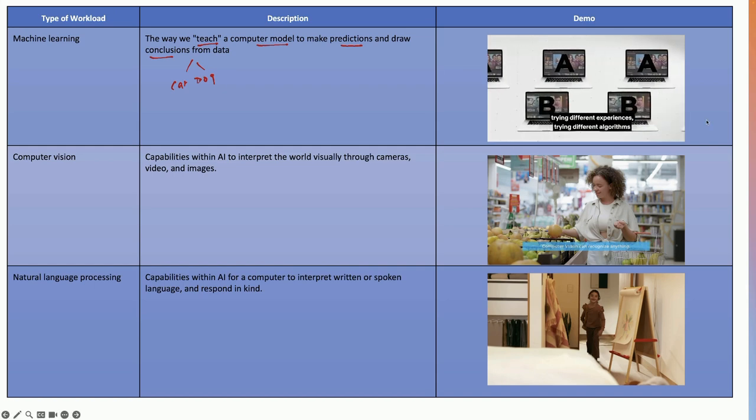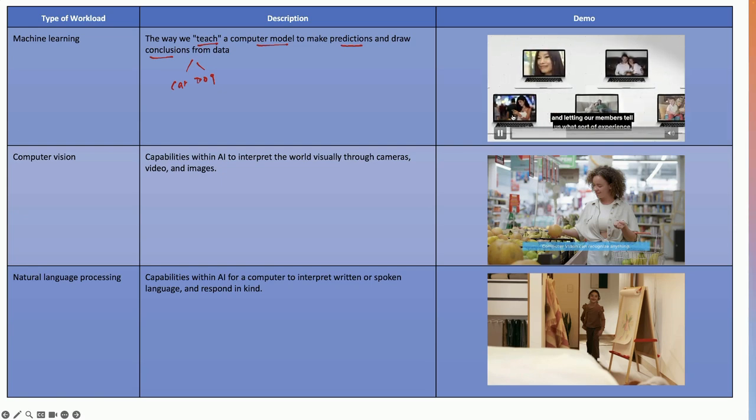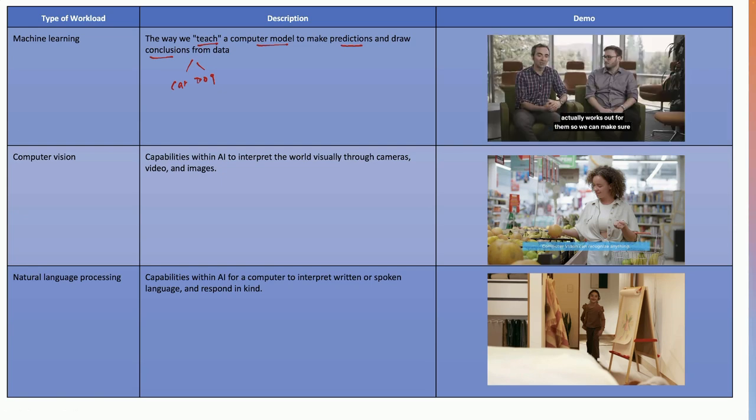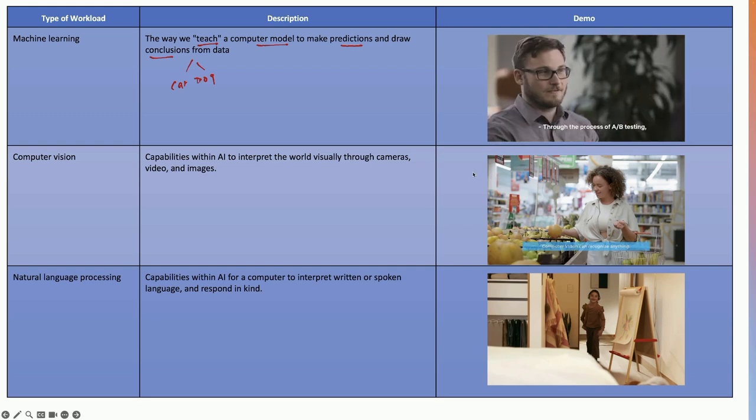Is trying different algorithms and letting our members tell us what sort of experience actually work out for them, so we can make sure that whatever choice we make is the one choice that improves joy for our member base. Through the process of A/B testing, you learn what the next challenge.